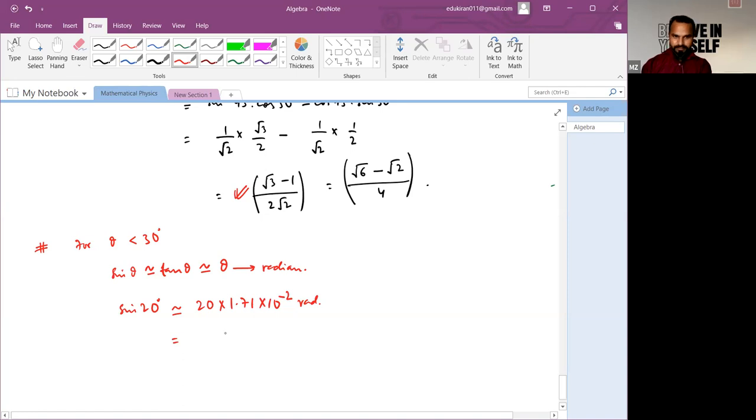So it will become 20 into 1.74. Here we have 2 decimal places and here we have 1 zero, so we can move the decimal point. But here we have exponent minus 2, so we can write it as 0.342. So sine of 20 degrees is nothing but 0.342. Is it clear to everyone?